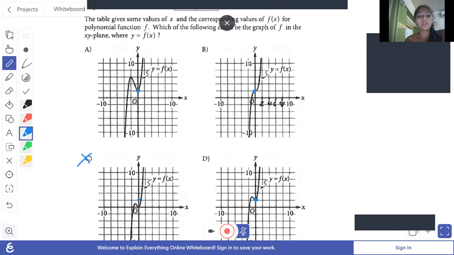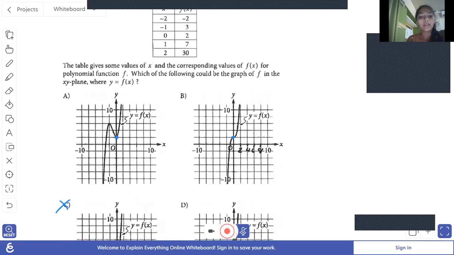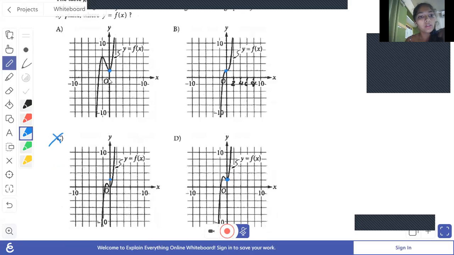Now let's look at another one of our values. We have minus 2, minus 2. So when x equal to minus 2, y equal to minus 2. Let's find those points here. So this is 0, and then this is minus 2, and this is minus 2 for y. And minus 2 would be a point here, which obviously is not, so it's not A. And then minus 2, this graph doesn't have a point here either, so it's not B. So it has to be D, and yes, it does have a point at minus 2. So our answer for this would be D.